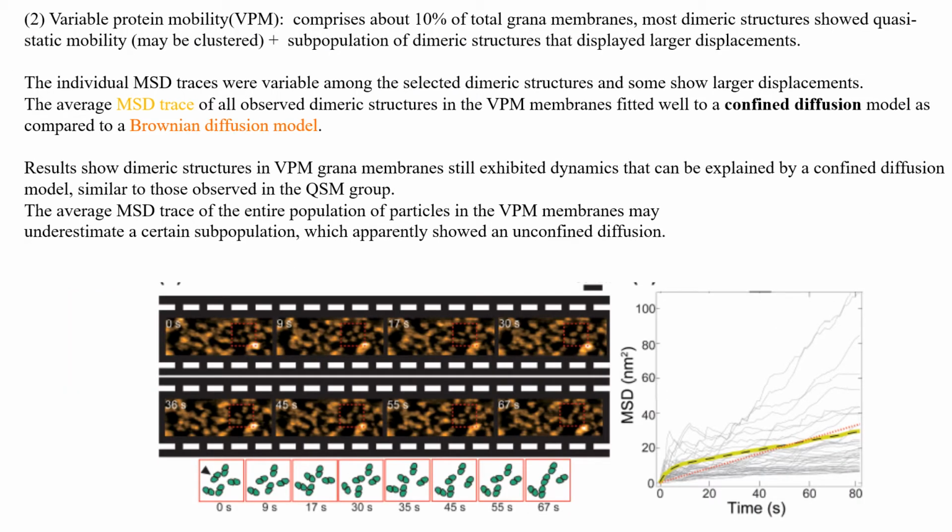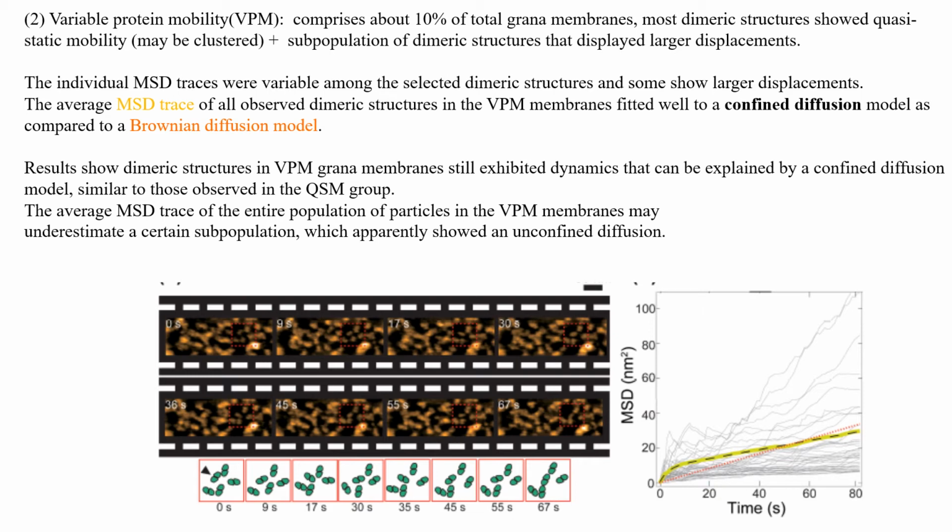The other kind of mobility that was observed is named variable protein mobility, and this is because it comprises only a smaller fraction of the granular membranes, only 10% of the total, and it had two kinds of populations. One was a quasi-static mobility population, with most of the particles clustered together, and the other was a subpopulation of dimeric structures that would have larger displacements, as you can see from the time-lapse figure on the left-hand side in the bottom part of this slide.